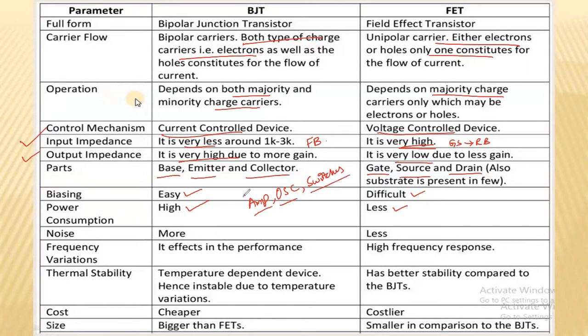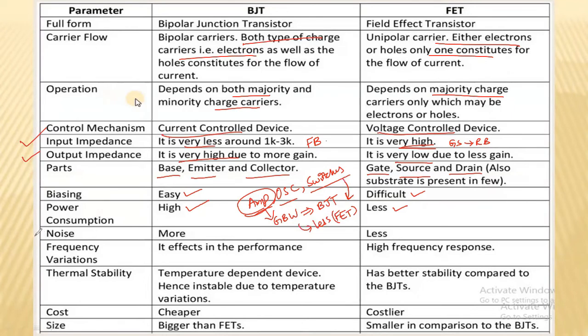Now, whenever you come to the amplifier case, because an amplifier needs more gain bandwidth product, we generally go with the BJT, because FET has a lower gain bandwidth product. That is why BJTs are preferred for amplifiers. And for switches, FETs are generally preferred because they provide higher switching speeds. So these are the main differences.